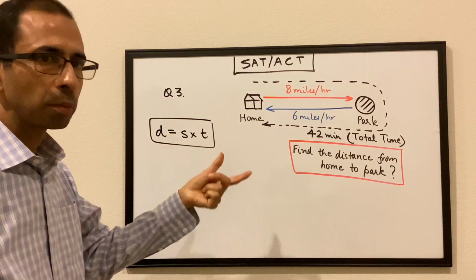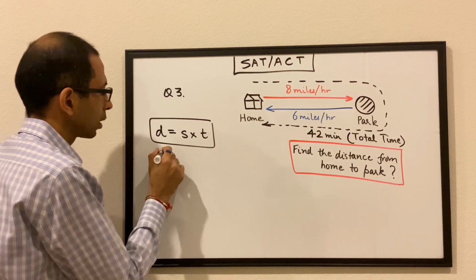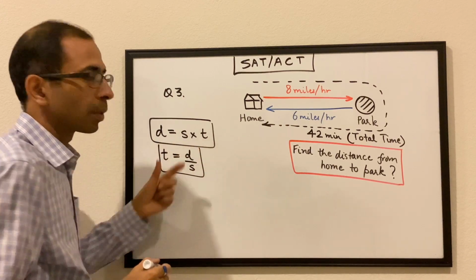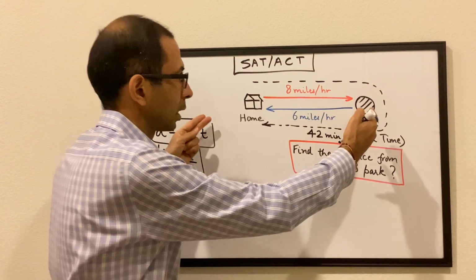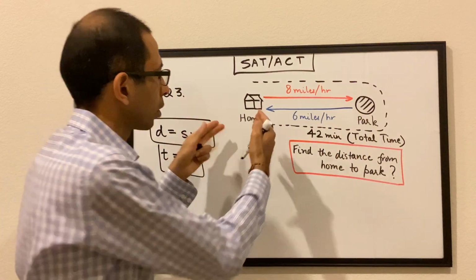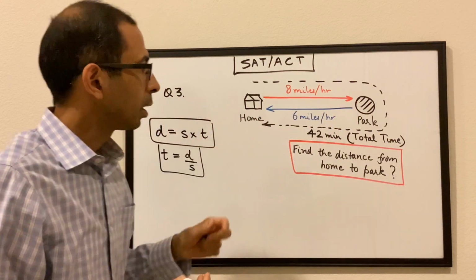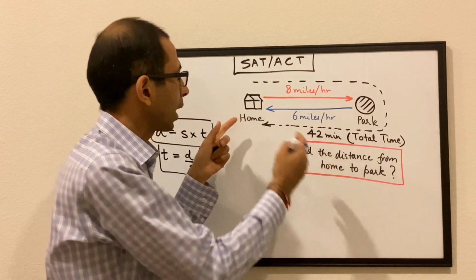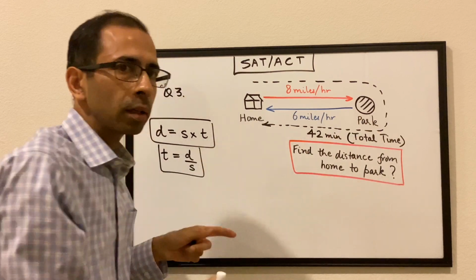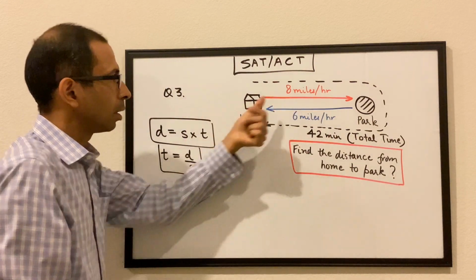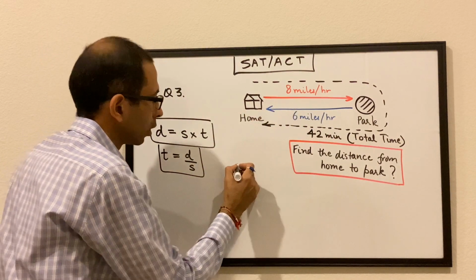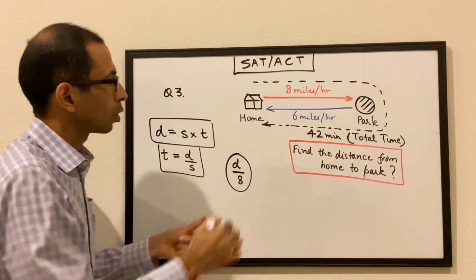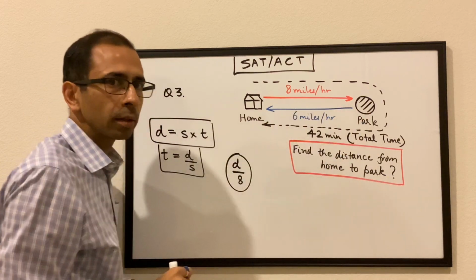Distance is equal to speed times time, or in other words, we can also say that time is equal to distance over speed, correct? Now in this case, obviously we have to find the distance. Let's say that the distance from home to park is d, right? If the distance from home to park is d, then the time taken by Jack in jogging from home to park would be d over the speed, which is d over 8, right? So d over 8 is the time which Jack takes in jogging from home to park.